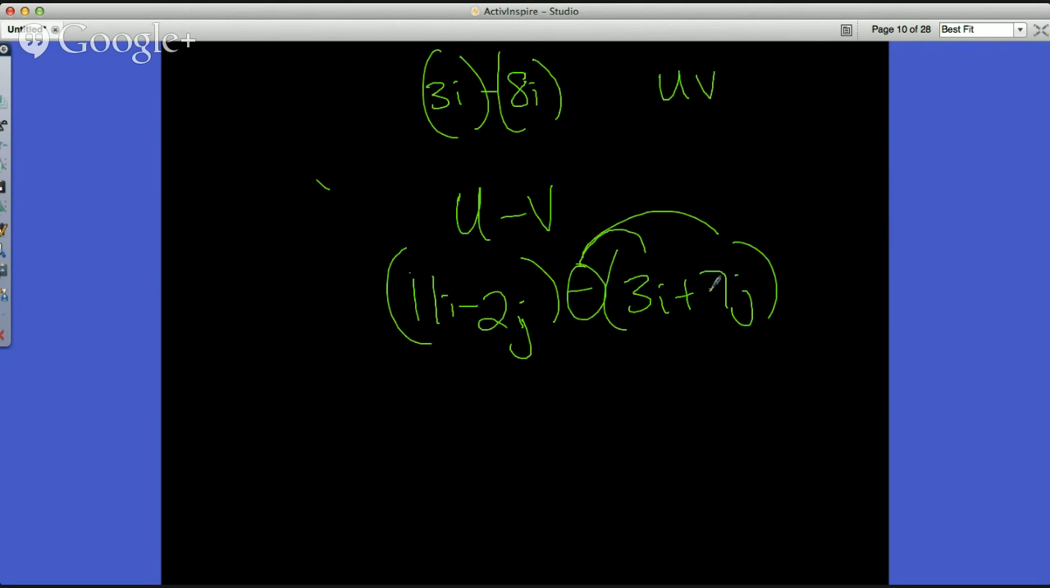Perfect. But then you also got to do the 7j too. So that makes sense. Does that make sense? Here's what I do to remind myself. I say 11i minus 2j minus 3i minus 7j, and I drop the parentheses altogether.